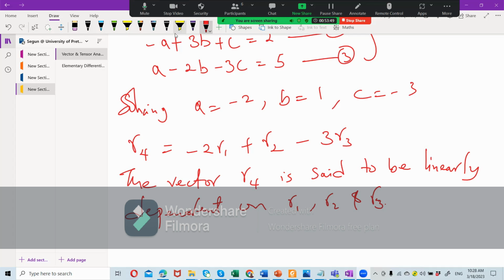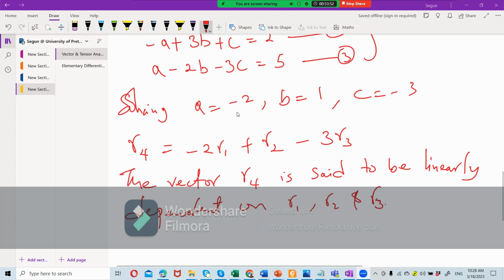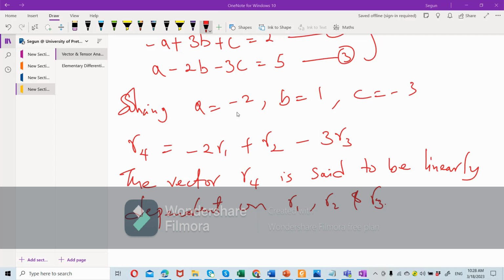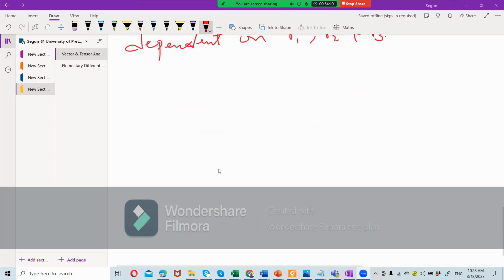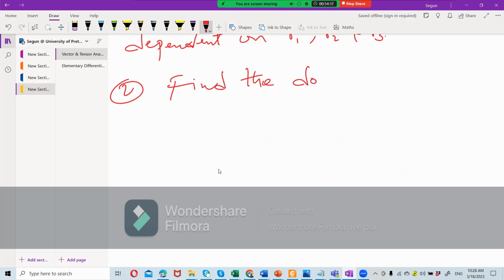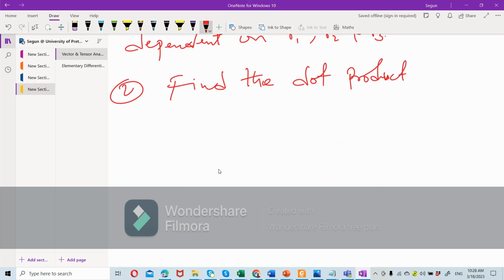Okay, let's move on to the next things to solve. Let's talk about finding the dot products, and from there we can proceed. Number 2, find the dot products of the two vectors shown below.